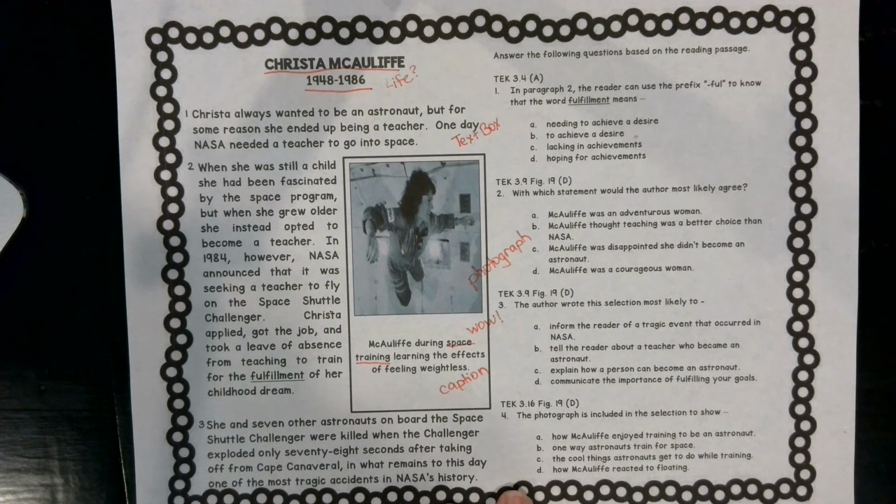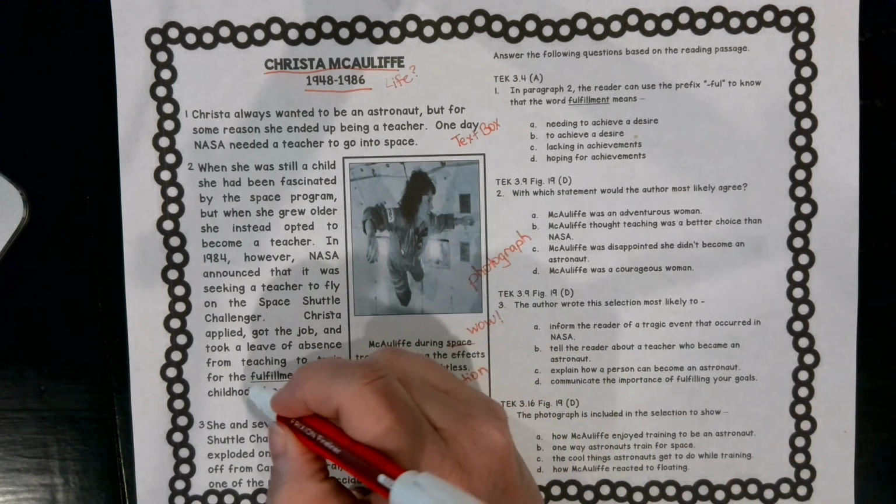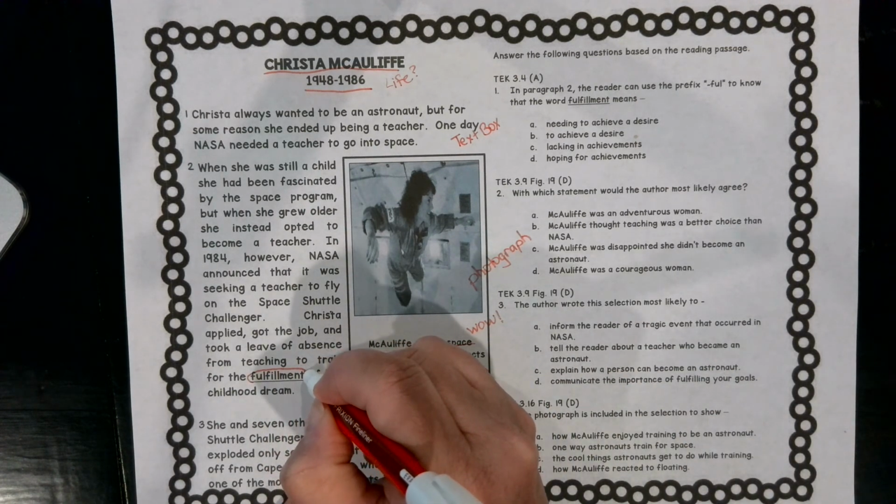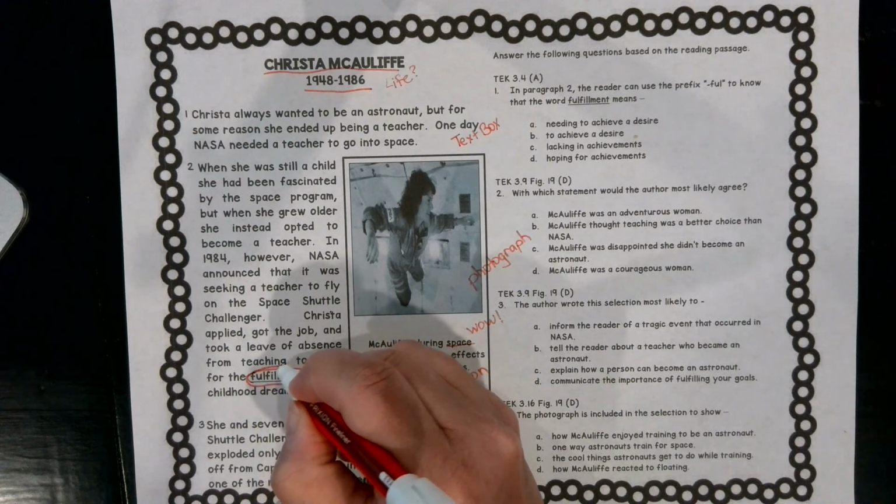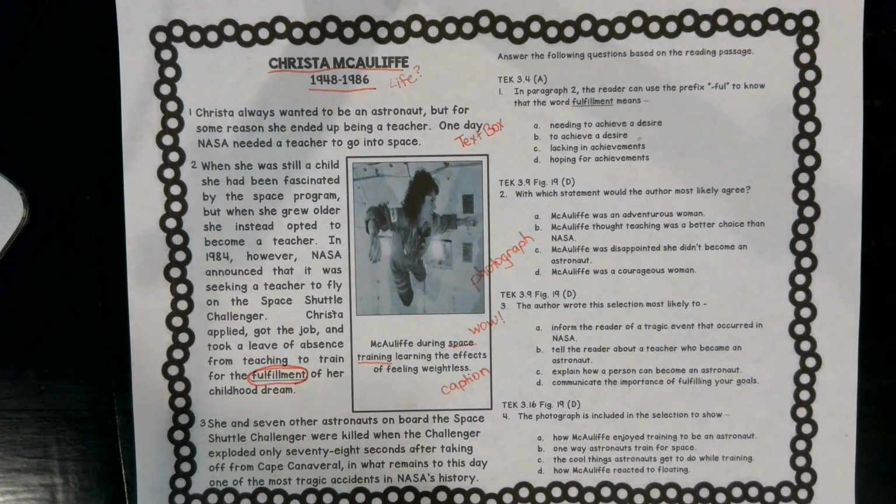So we're going to look for some more text features. Things like important words, boxes like this, maps, diagrams, anything else. Look over here. I see one more text feature. Do you see this? Do you see how this word is underlined? That means that this word is going to be important. I'm going to need to be able to figure out what this word means by looking around it. I'm going to have to look for clues about that word if I don't already know it.